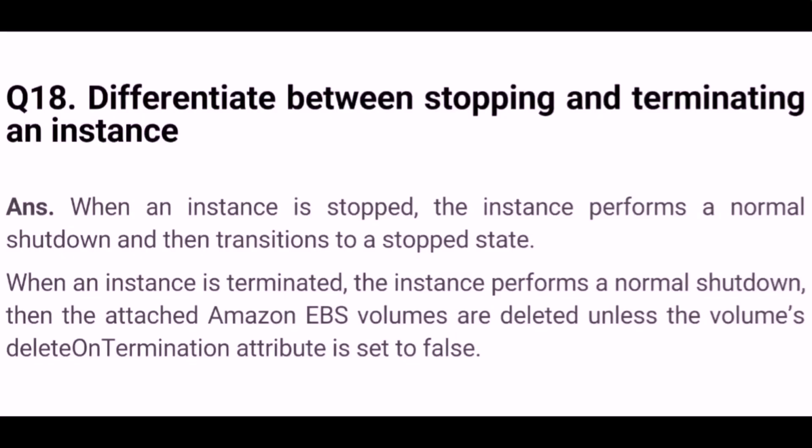Differentiate between stopping and terminating an instance. When an instance is stopped, the instance performs a normal shutdown and then transitions to a stopped state. When an instance is terminated, the instance performs a normal shutdown, then the attached Amazon EBS volumes are deleted unless the volume's delete on termination attribute is set to false.